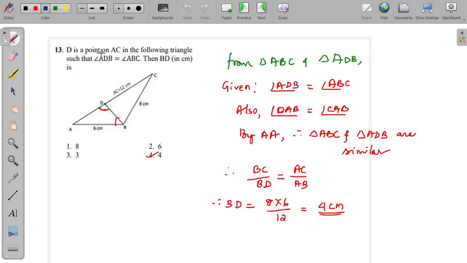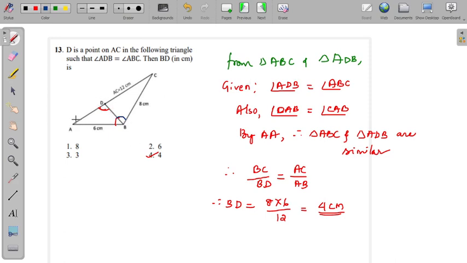D is a point on AC in the following triangle such that angle ADB equals angle ABC. Angle ABC, this full angle ABC. Then what is BD? What is the length of BD? That we have to calculate.